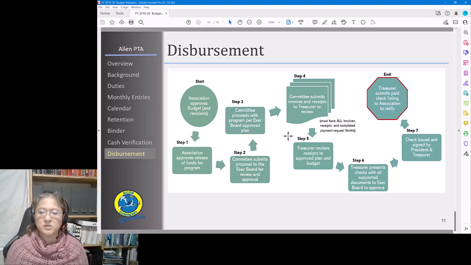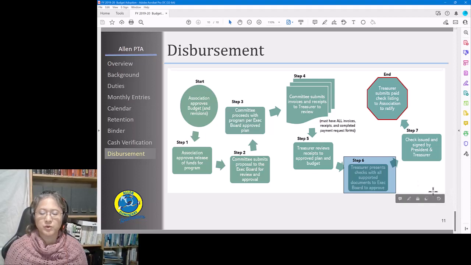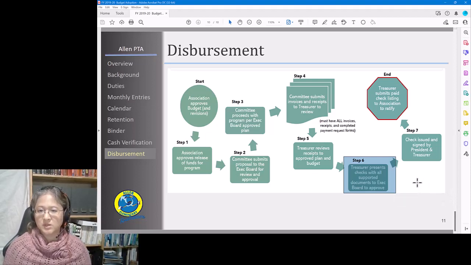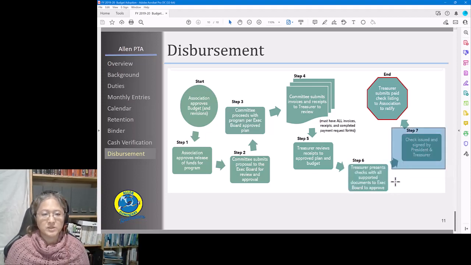Once the treasurer gets all of those documents, we review them and compare them to the budget. We put it into that disbursement list. We bring it to the executive board for review and approval. And if there is urgency in payment, such as an invoice that will be late, we can potentially bring that to the association because the majority of the executive board would be at the association meeting. Once the disbursement has been approved, then we can cut the check. It needs 2 signatures, from the president, the treasurer, or the vice president. 2 signatures from anyone on the signature list.